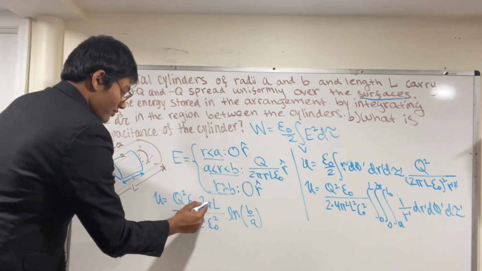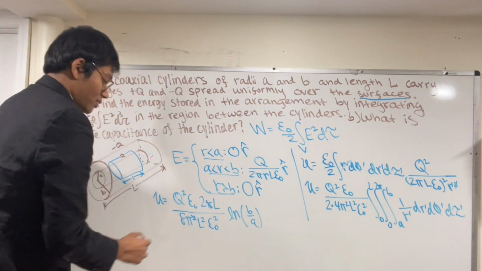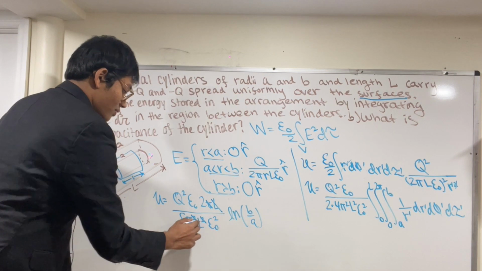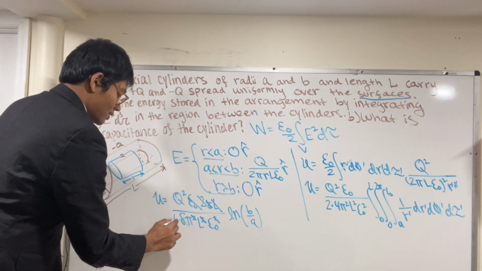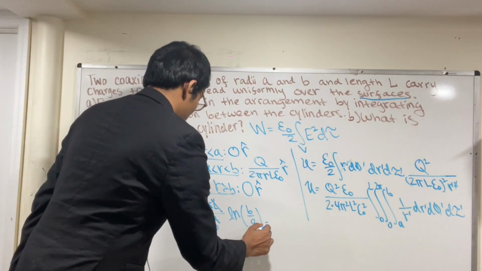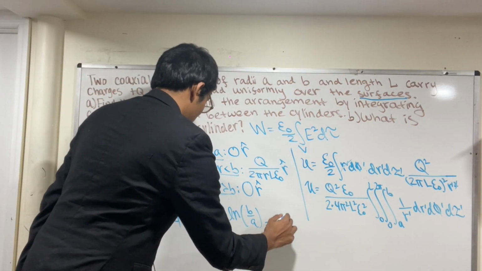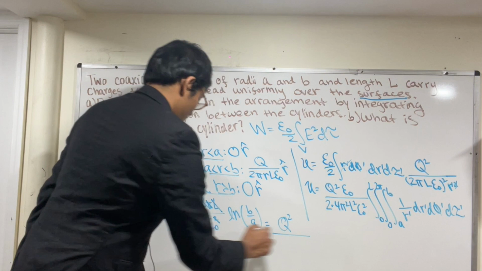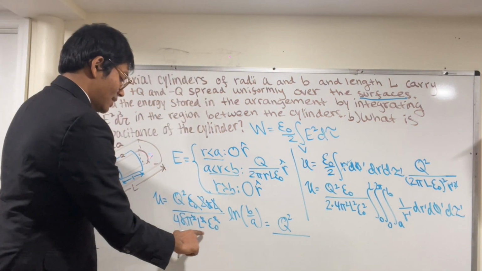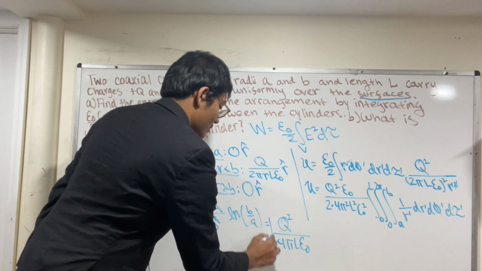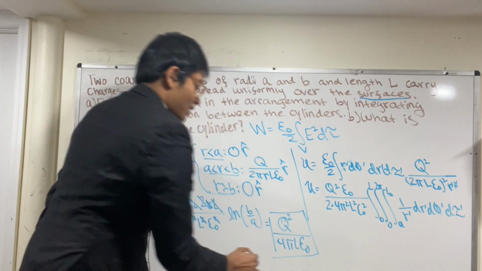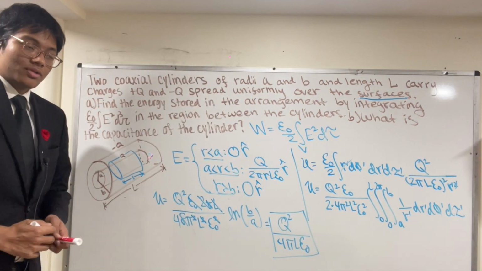Now let's make some simplifications. Pi goes into pi squared once, L goes into L squared once, epsilon naught goes into epsilon naught squared once, 2 goes into 8 four times, so that our total energy is Q squared over 4 pi L epsilon naught, times ln of b over a. There you go folks, that is the energy for this electrostatic charge distribution.